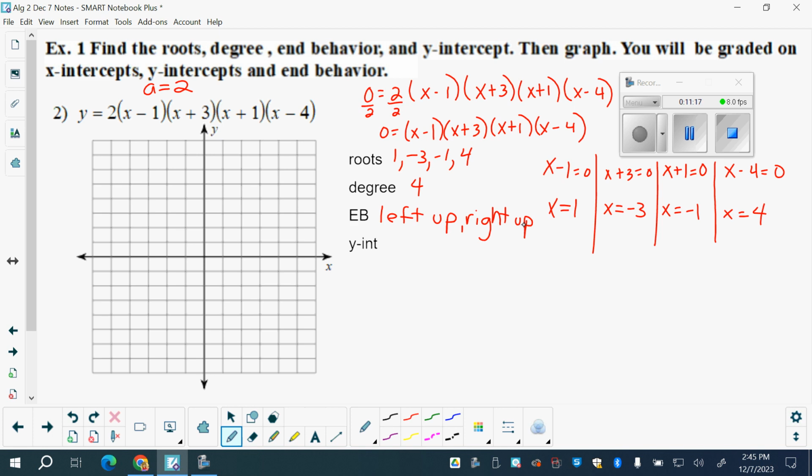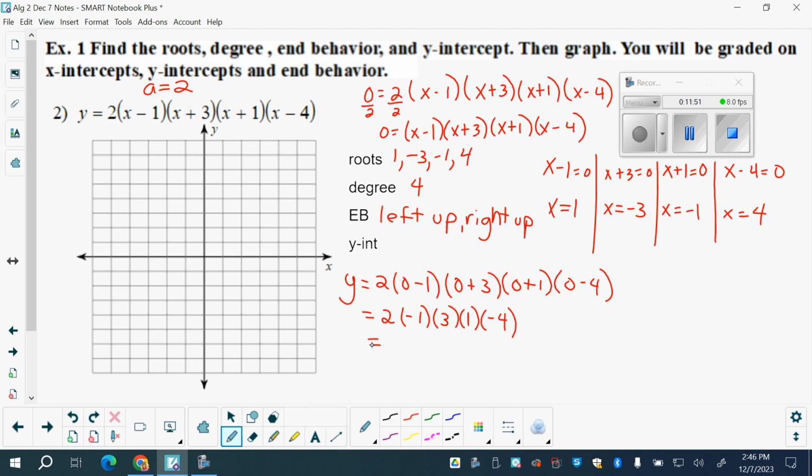So y-intercept, remember the y-intercept where it crosses the y-axis has an x value of 0. So we're going to take our equation and put a 0 in place of the x's. Don't forget to put the 2 there. Common mistake to not put that 2 there. So this would be 2 times -1 times 3 times 1 times -4. Feel free to use a calculator if you want to, or do that in your head. What does this give us?